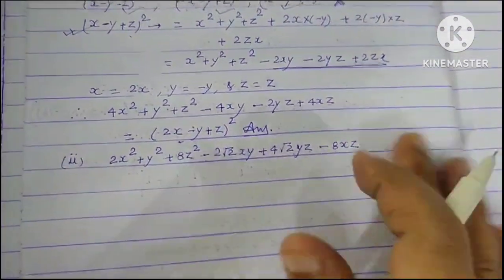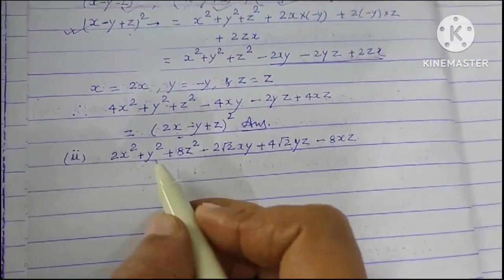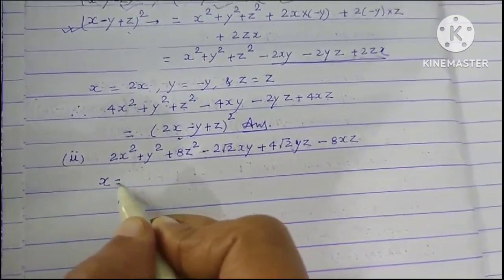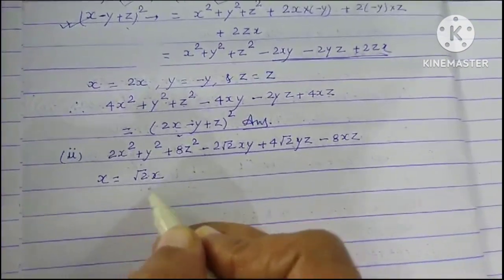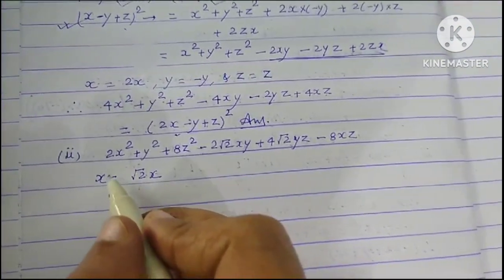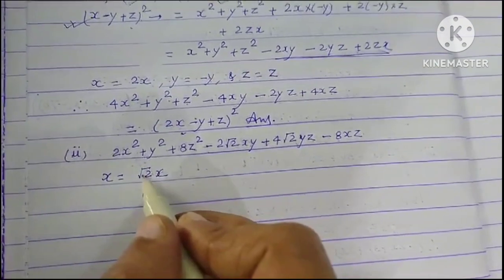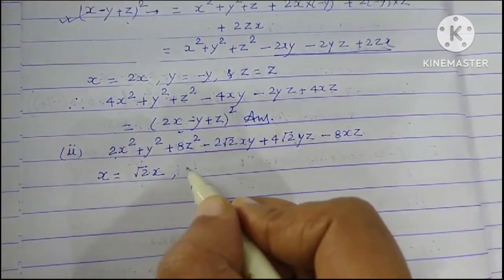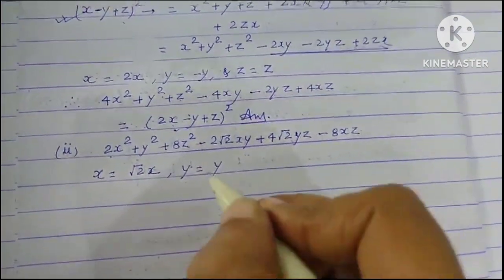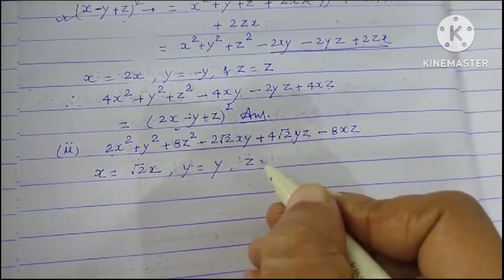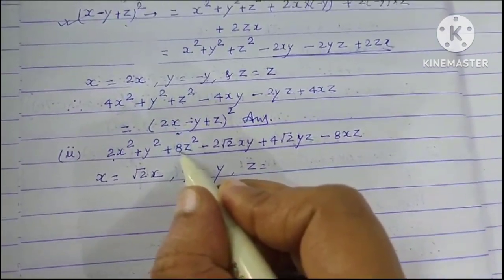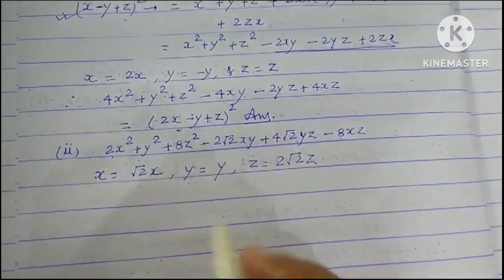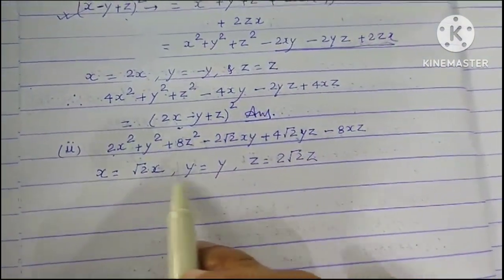So let us come to this question. Our approach will be like this. First of all, let us write what should be the value of x, y and z. So x is equal to root 2x, that when you make the square of this, it will come 2x square. So this will fulfill this term. So let us write x equal to root 2x, y equal to y for the time being, and z equal to the square root of this one, means 2 root 2z. For the time being, I have written this one. I have not marked it with a plus or minus sign.